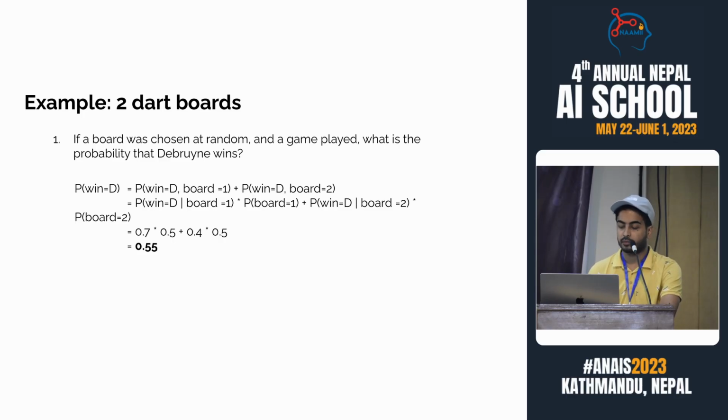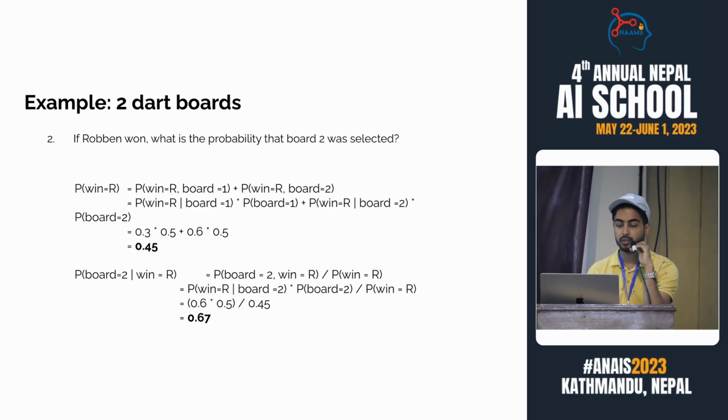Now I think the second question is more interesting. If Robin won, what is the probability that board 2 was selected? Roughly, we're trying to find the probability of board equals 2 given win equals R. So first of all we need to compute both of these components.